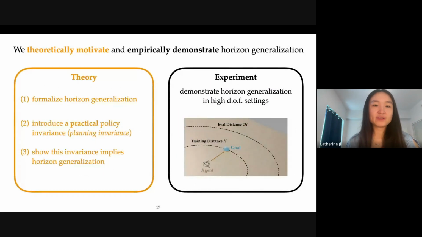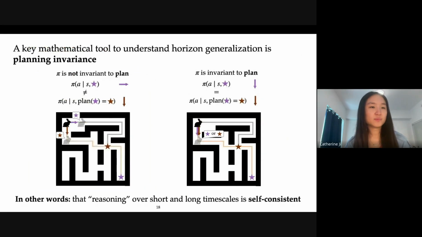We are going to begin with this high-level overview of our analysis, providing definitions for everything, as well as demonstrating that horizon generalization does exist for an actually useful policy. A key mathematical tool that we are going to use to understand horizon generalization is something that we term planning invariance. So informally, this is when a goal condition policy is invariant to planning if it returns the same or similar performing actions when conditioned directly on the goal compared to conditioning on a series of intermediate waypoints.